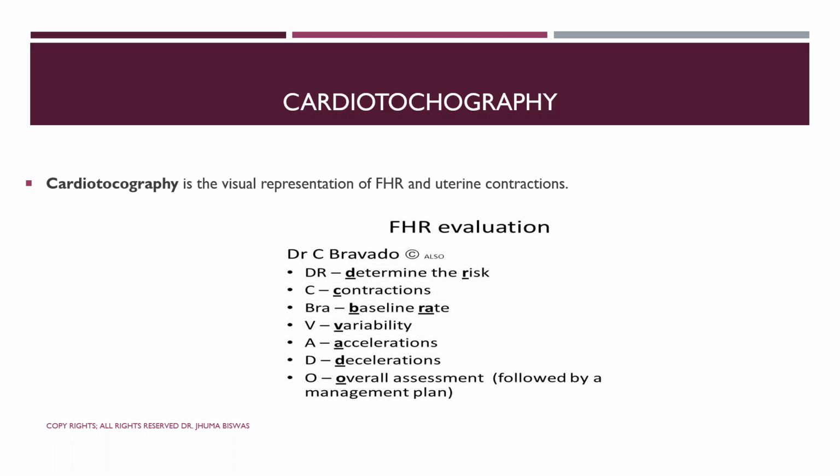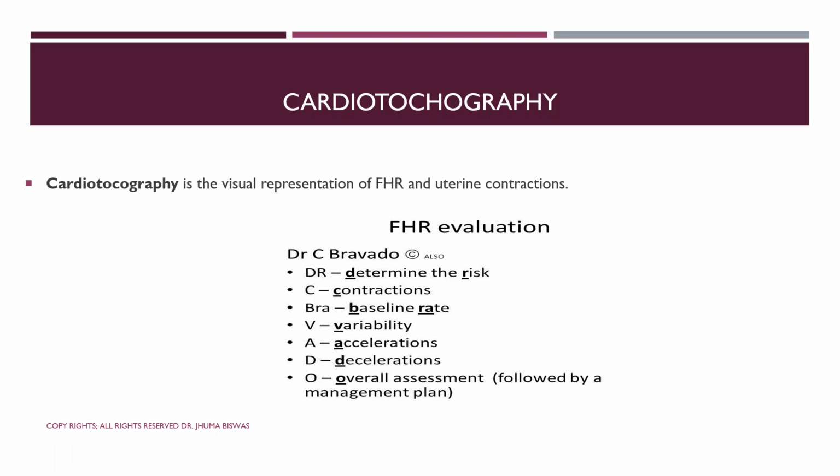When we evaluate the CTG, we always follow one criterion called Dr. C. Bravado. Dr means that when you see the CTG, you always need to look at the risk, the conditions that need continuous CTG. So you have to determine the risk. That can be hypertension, induction, augmentation, anything like that. C means the contraction. You have to count the number of contractions in 10 minutes. That's the second thing you need to see.